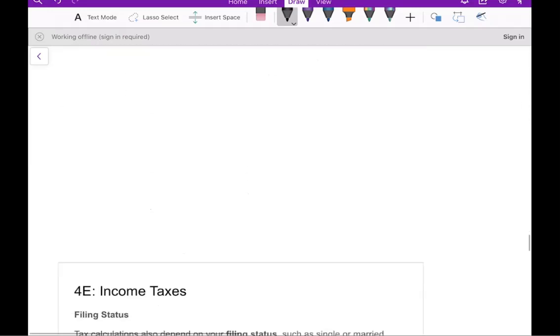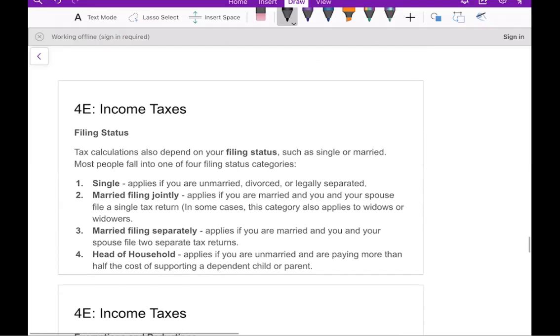Okay, so that's the first example. Now, the next thing that we can discuss as far as taxes go is the filing status. The way that you're taxed will also depend on your filing status, such as if you're single or married. For the most part, there's one of 4 filing status categories.